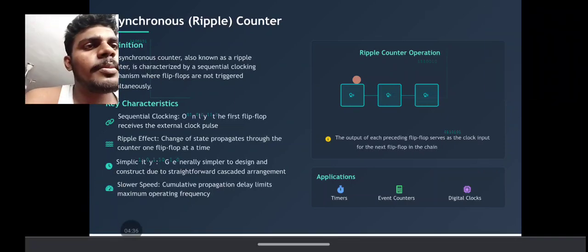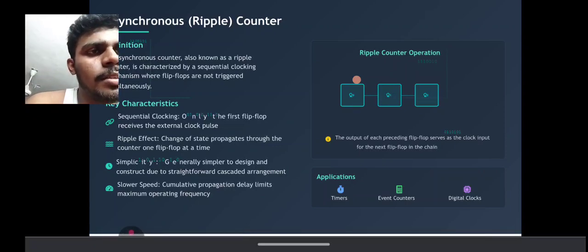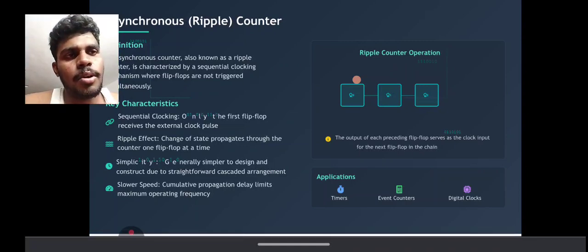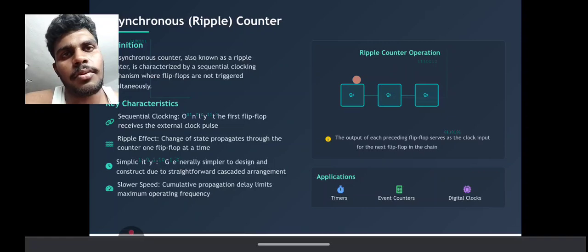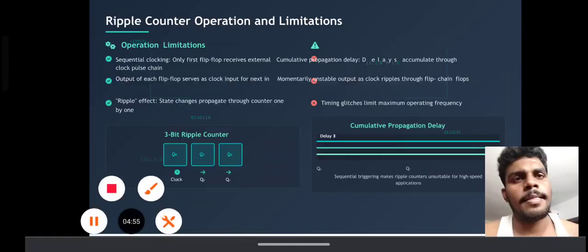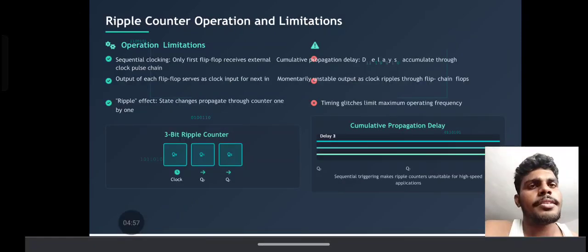This is ripple counter operation. The output of each preceding flip-flop serves as the clock input for the next flip-flop in the chain. Applications: timers, event counters, and digital clocks. Ripple counter operations and limits.